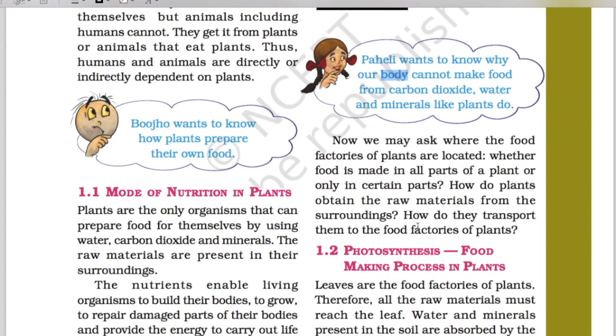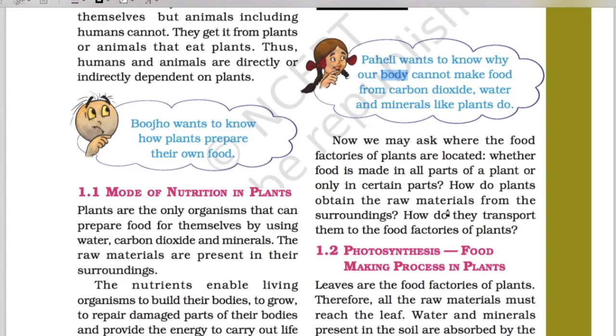Now can you tell me which part of the plant is the food factory of a plant? The second question raised in our mind is how do plants obtain the raw materials?